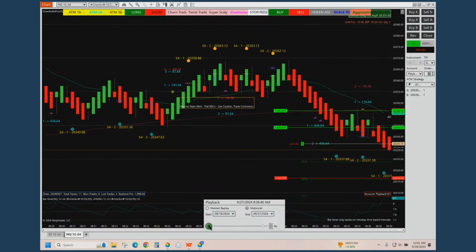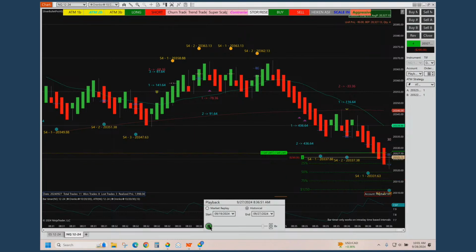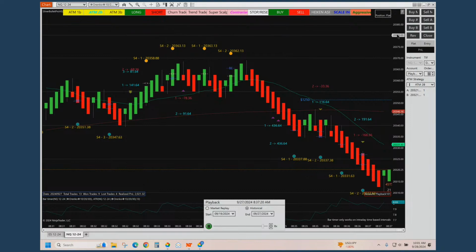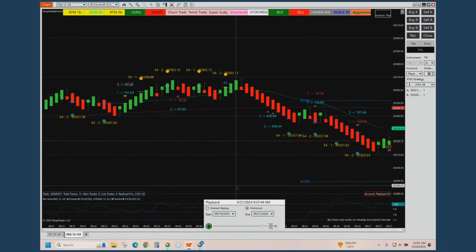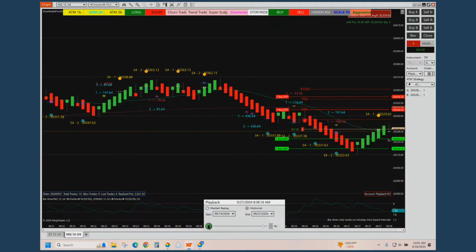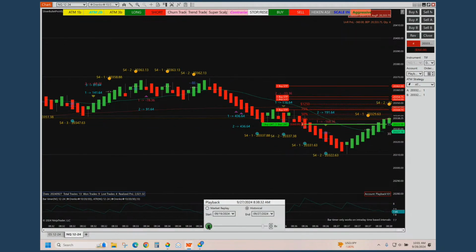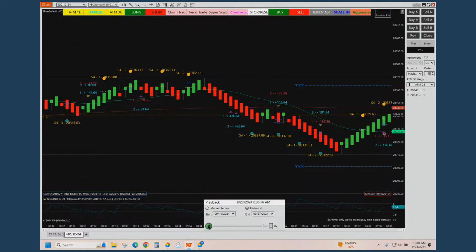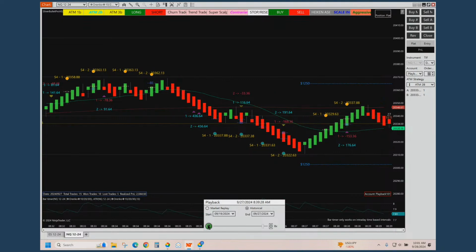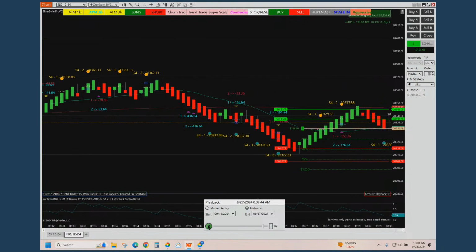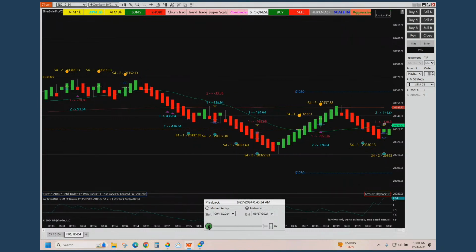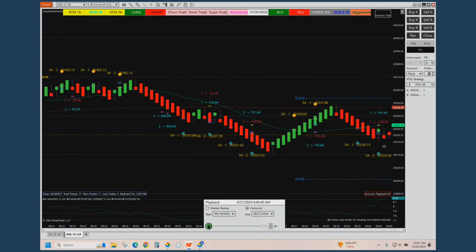Order filled. Target filled. Our target is $5,000, which is steep. But let's see if we achieve that target. Order filled. Target filled. So here we are hitting a swing.